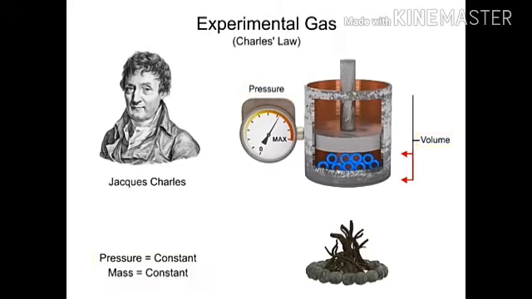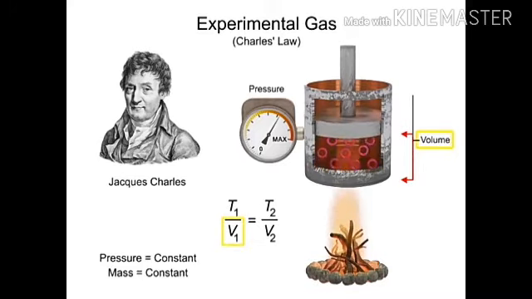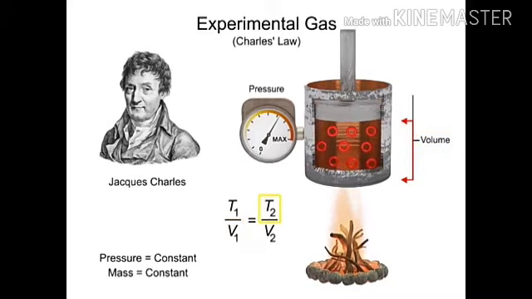Charles's law can be expressed mathematically as the ratio of the temperature at state 1 to the volume at state 1 is equal to the ratio of the temperature at state 2 to the volume at state 2. This law is true as long as the pressure and mass remain constant.